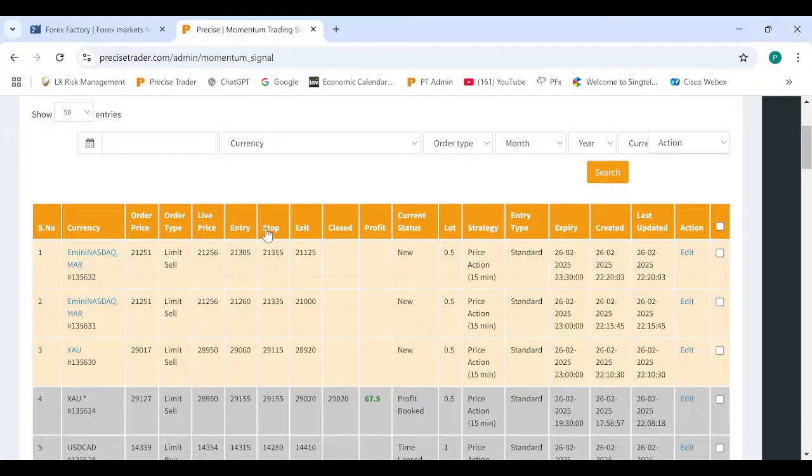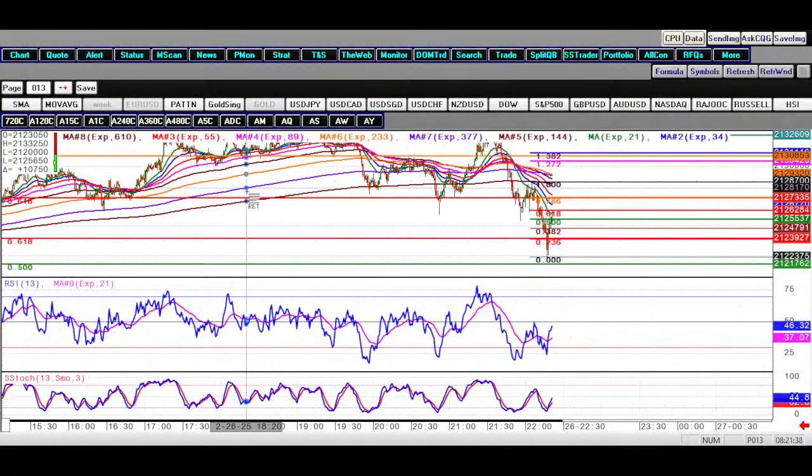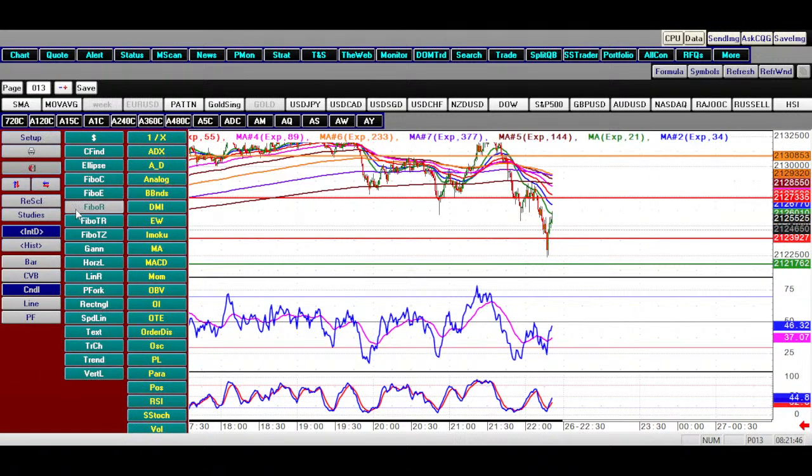You let me know if the order is filled. Stop 3, 4, 5. Then the gold, I think we have already booked the profit, so we don't want to chase that. We have to wait for the next entry point. So the Nasdaq now we are seeing 56. Let's wait to see.